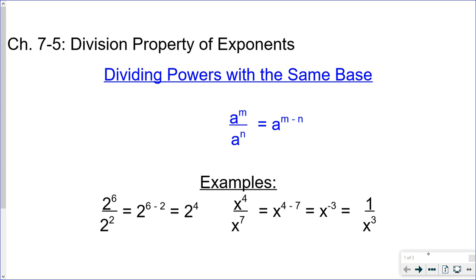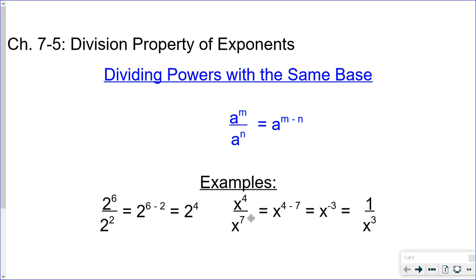All right, this lesson is about the division property of exponents. So it's about simplifying powers involving division. If you're dividing powers and they have the same base, so again, the a here is the base, the m and n are the exponents, you can simplify these by subtracting the exponents. So 2 to the 6th divided by 2 to the 2nd can be simplified to 2 to the 4th.